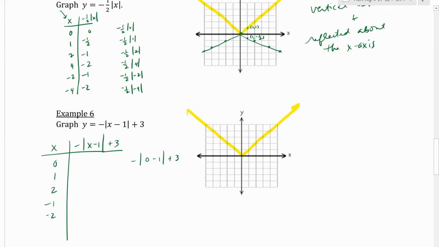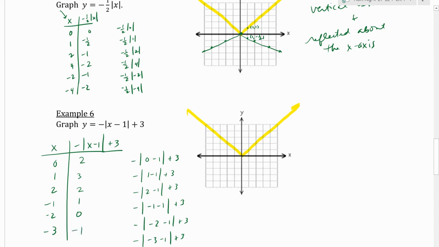So let's see, 1, -1, 3. There's a 2. There's a 3. There's a 2. There's a 1. Oops, disappeared. -3, there's 3, -3, there's a 0. Oh, let's keep going that way. 1, -4, there's a -1.